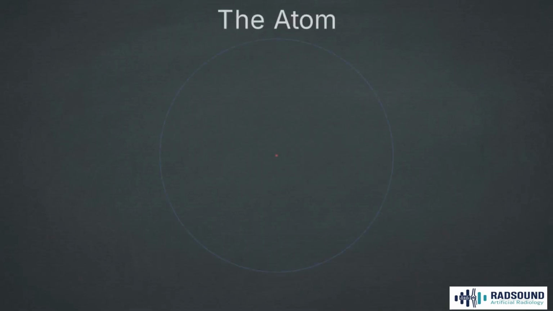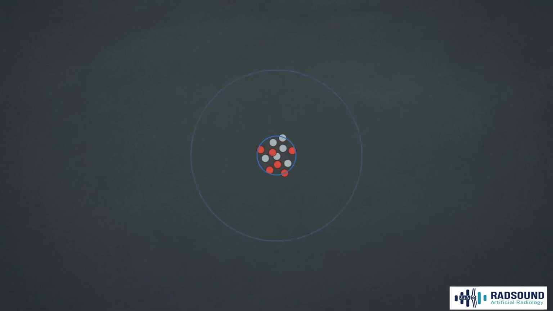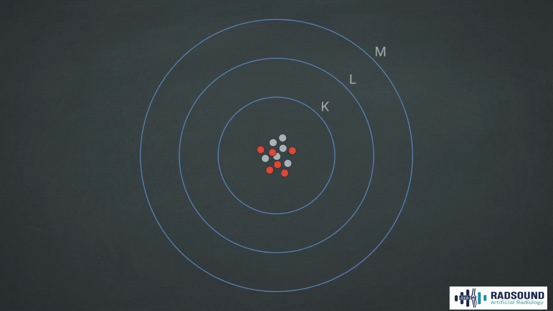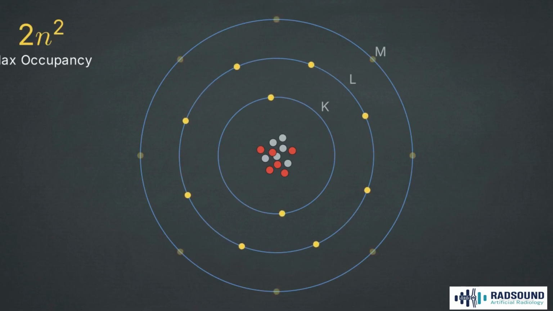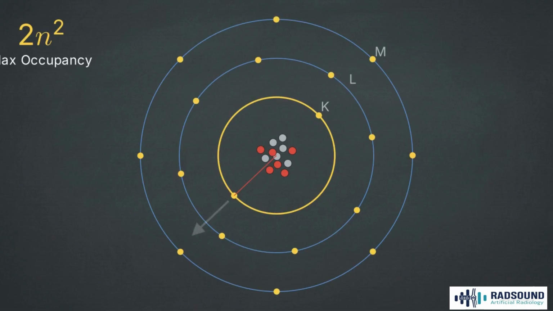We start with the atom. It is overwhelmingly empty space. The mass is concentrated in a dense cluster of protons and neutrons at the center. Think of the nucleus as the center pitch of a massive stadium. The electrons do not float randomly. They occupy distinct energy shells, labeled K, L, and M. The occupancy is strictly limited by the rule of 2n squared. The front row holds 2, the next holds 8, and so on.